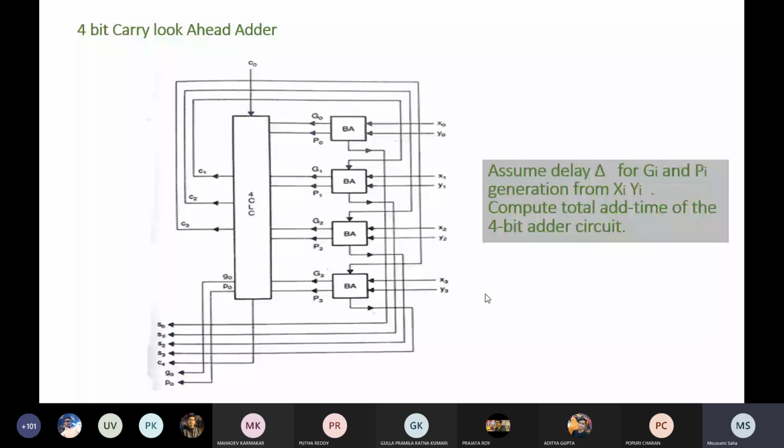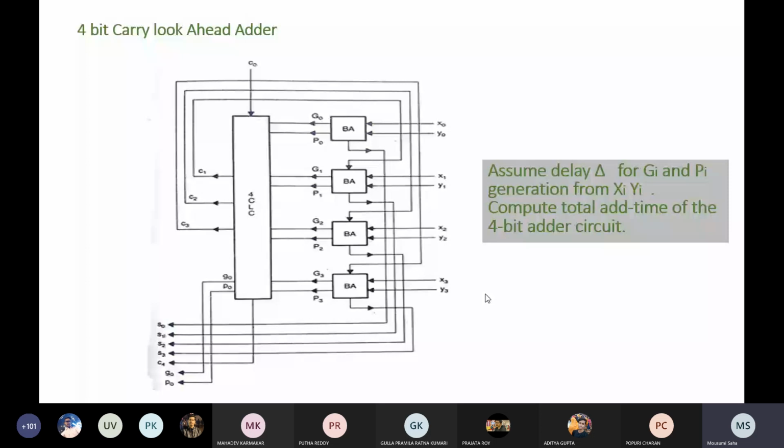So I request you to please find out the total computation time, the total add time for this circuit, and compare it with the 4-bit ripple carry adder, then you can understand how fast it is. Maybe if you consider 16-bit or 32-bit, you can understand the difference between these two types of circuit: one is the carry look ahead adder circuit, another is the ripple carry adder circuit. If you compare these two, you can understand how fast it can compute the addition.